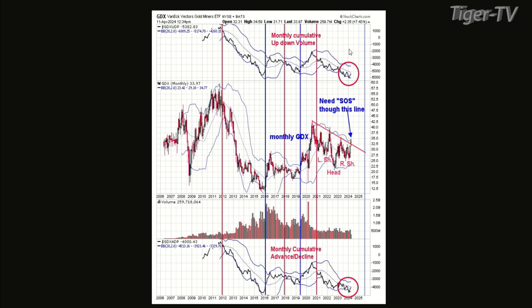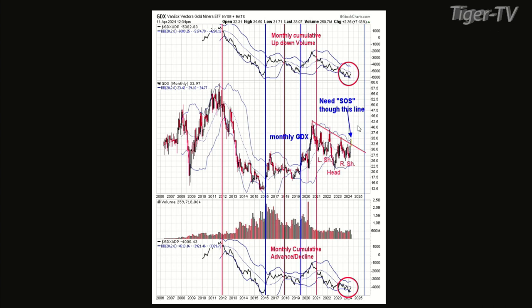And actually, at the moment, it's still on a sell signal, as this indicator has not closed above the mid-Bollinger band. The bottom window, which is the monthly cumulative advance-decline, is right at the mid-Bollinger band. The top window, which is the up-down volume, is still a little short. The middle window is the monthly GDX, and I have a trend line drawn to show the head and shoulders bottom.